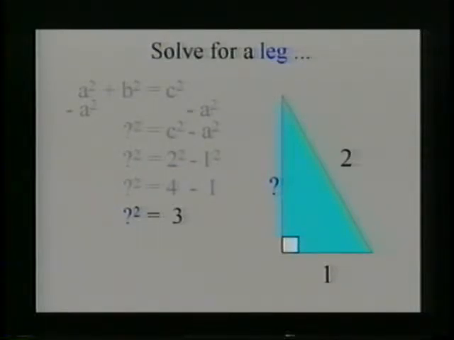So what is the actual length of this bad boy? Well, it's the square root of 3, which is a number. What is it? It's about 1.732, so it's not like some mystery number or something. And that looks like a good estimate of what that is. Okay, so that's something we've already learned to solve.